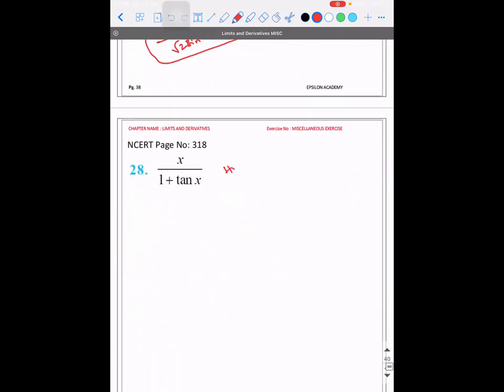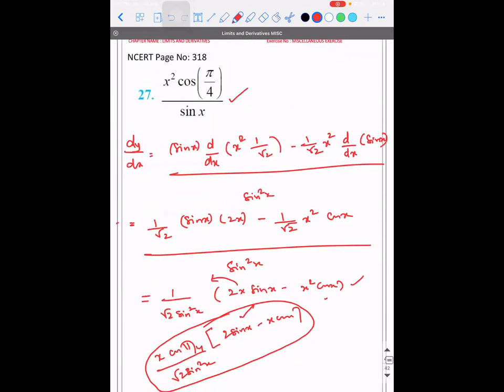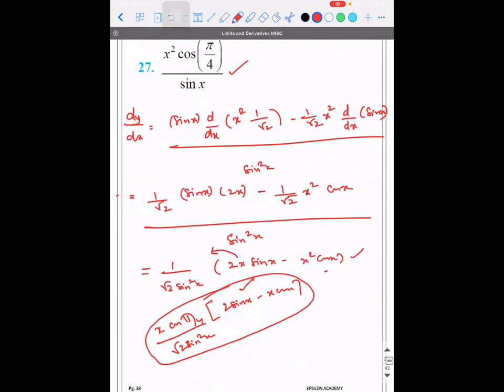So this one also. Sir, I have a doubt at 27. Yeah, tell me. The differentiation of x square into 1 by root 2, sir. Okay. What is the doubt?